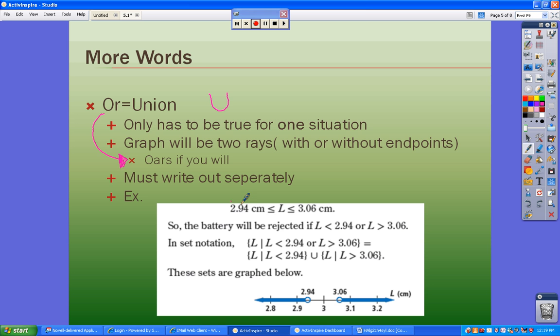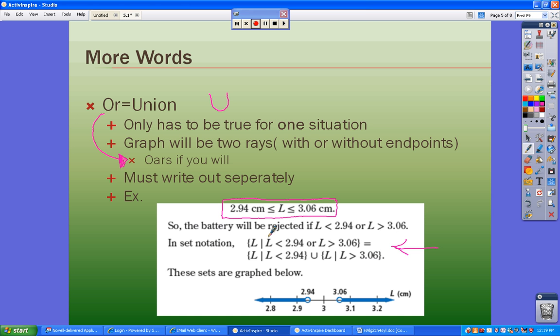You have to write these out separately. This is not an example of an or statement. This is an intersection. This is an and statement. This is the or statement right here.